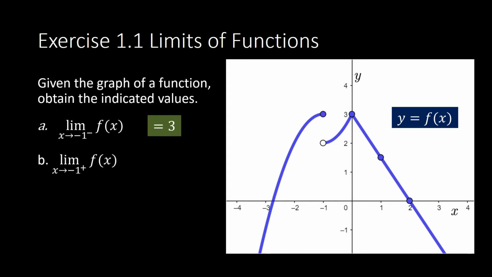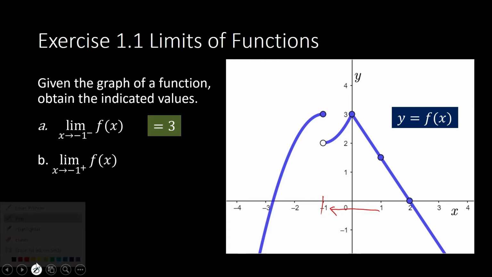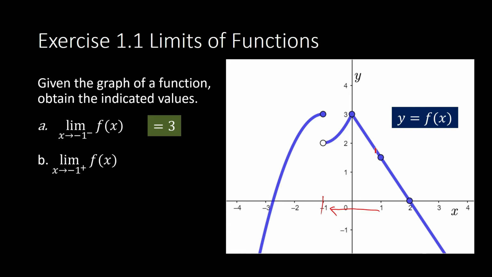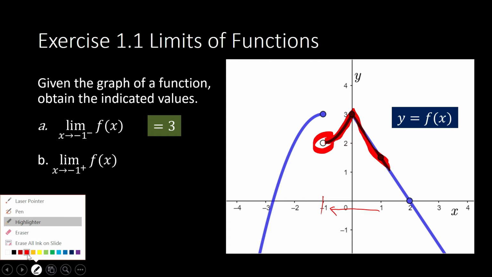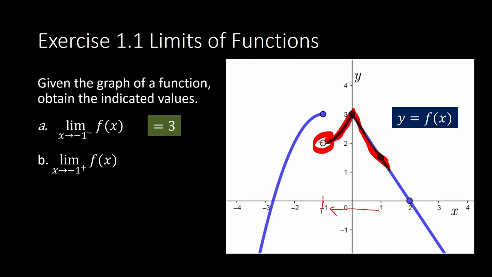What is the limit of our function as x approaches -1 from the right? So this is -1. We are approaching -1 from the right. So we must pay attention to the part of the graph of your function to the right of -1. Okay? And it approaches this point. And so the value of your function as x approaches -1 from the right is the y-coordinate of that point. And what is that? That is equal to 2.